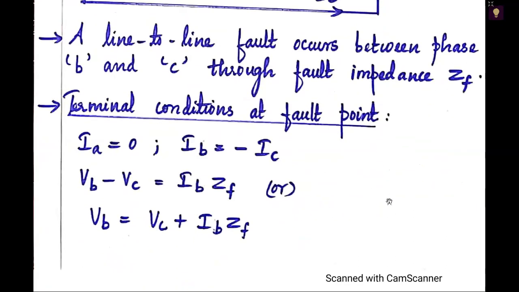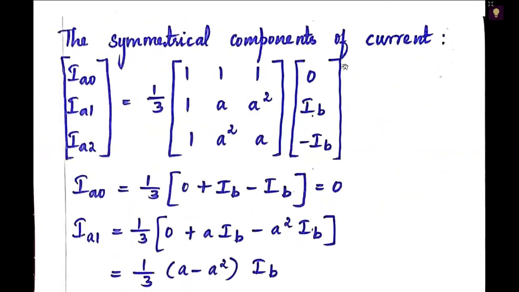Now, next step is to draw the combined sequence network. For drawing the combined sequence network, we need the relation between the sequence components of currents as well as the sequence components of voltages. For that, we write the symmetrical components of current in terms of the current phasors. IA0, IA1, IA2 is equal to 1 by 3 into A matrix into IA, IB, IC. We substitute the initial terminal conditions: IA is equal to 0, IB kept as such, IC is equal to minus IB.